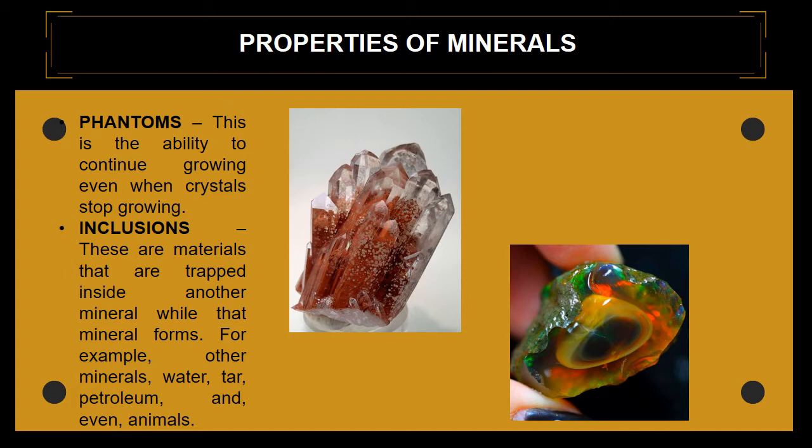So, inclusions. These are materials that are trapped inside another mineral while that mineral forms. For example, other than minerals, water, tar, and petroleum, and even animals. So, ibig sabihin, ito yung inclusions, yung nasa loob ng minerals habang nagpo-form sila. So, dito sa picture number 2, that is petroleum, yung nasa loob niyan. Kaya ganyan yung color.